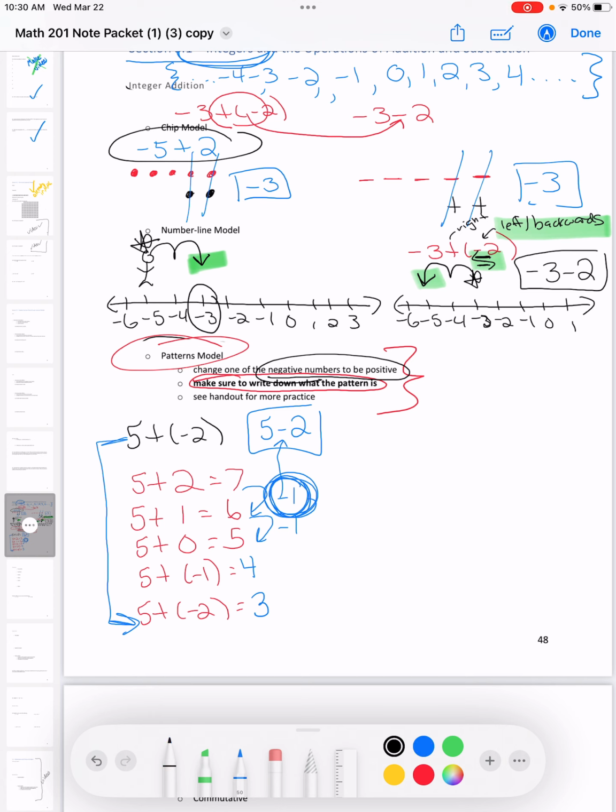Let me put another one up here. This would be a great time for you to try a problem. It would be a great time to pause and see if you can write out that patterns model. I'm just going to remind you, you can only change one number. So you've got to choose one. There's no right answer here for which one you choose. So choose one to change. Go ahead and hit pause and see if you can get this to work. And of course, we know the answer is -5. So see if you can get that.